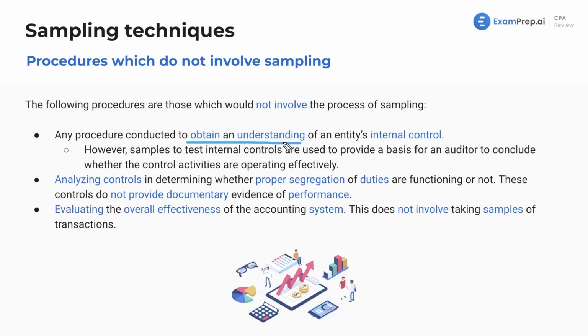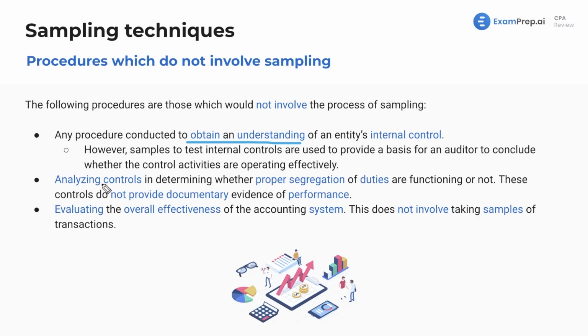Now, kind of why does that play a role? What's the difference? You're saying, hey, Nick, crazy. What's the difference there? You know what? Maybe I am crazy. But here, obtaining an understanding of the entity's internal control generally happens in planning. We don't do sampling. We don't do testing in planning. But when we are trying to test internal controls to determine control risk, that is going to involve sampling. We're going to use that to provide a basis for an auditor to conclude whether the control activities are operating effectively. We're testing the cash process, testing segregation of duties, all of that, taking samples from the workforce.